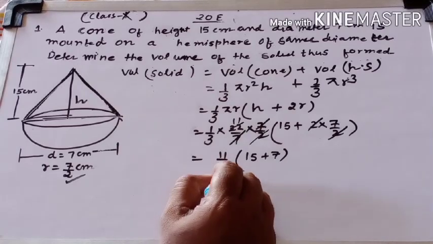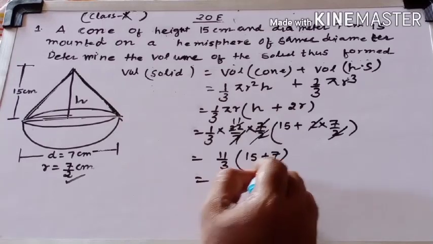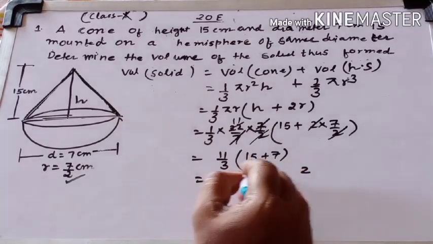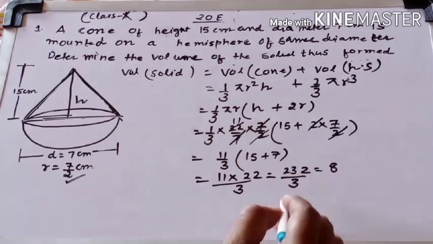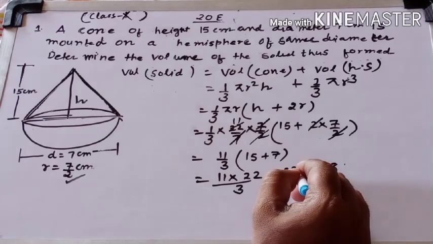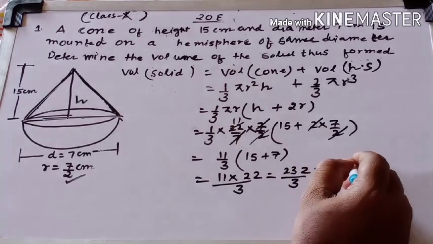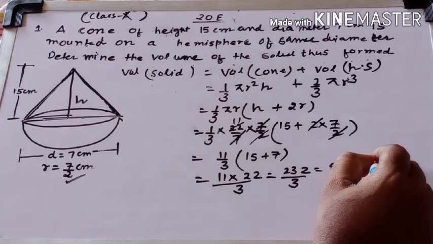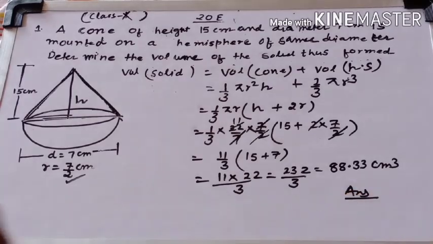That is equal to 11 into 22 by 3. That is equal to 11 twos are 22, 242 by 3. So 3 8s are 24, and then the remainder, giving 80.66 centimeter cube. That will be your answer.